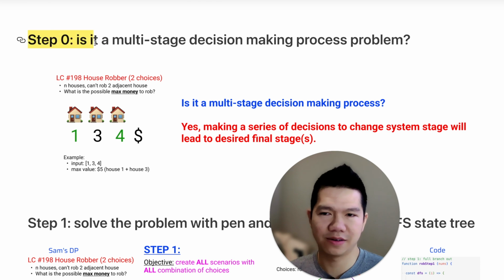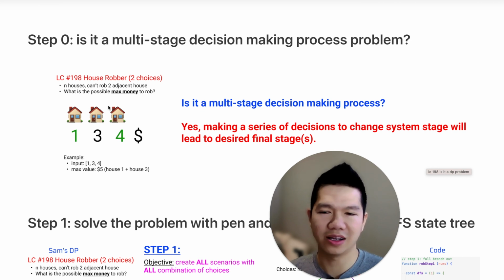Now step 0. Is our problem a DP problem? Let's see if it is by running some thought experiments. The first scenario is, I can choose not to rob any houses. Then the max money that I have is 0. The second scenario is, I can choose robbing the first house, skipping the second one, and robbing the third house. That's going to give me $5. That is the second scenario.